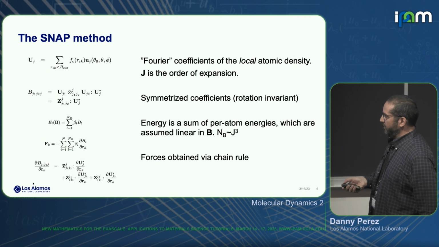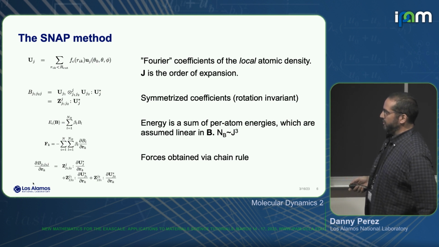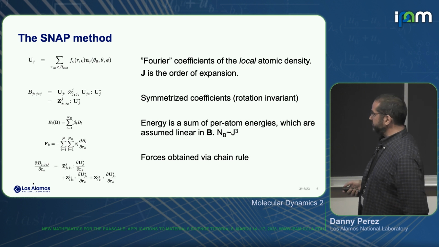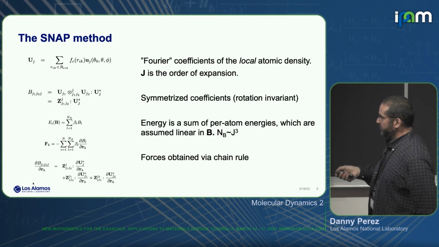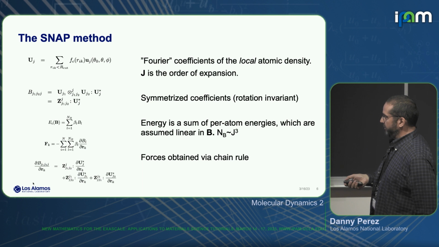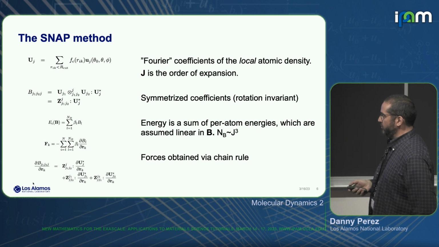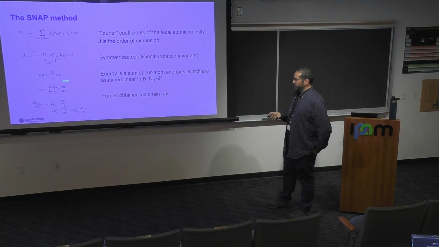But since these are complicated beasts, it ends up being a bit of a messy chain rule. Okay, so all of this is basically designed to give you an estimate of the energy of the system that's very flexible, so you can have lots of these basis functions. And then what you need to do MD is to compute these.